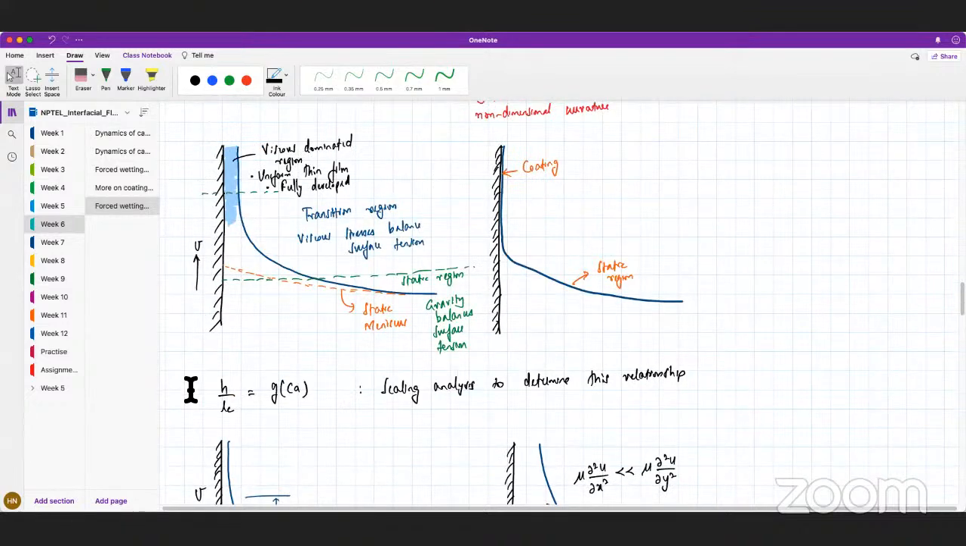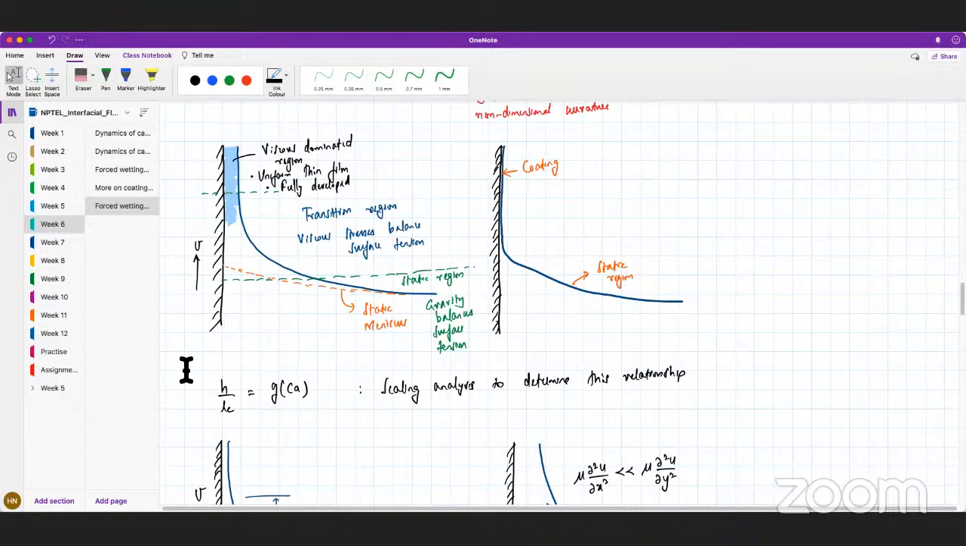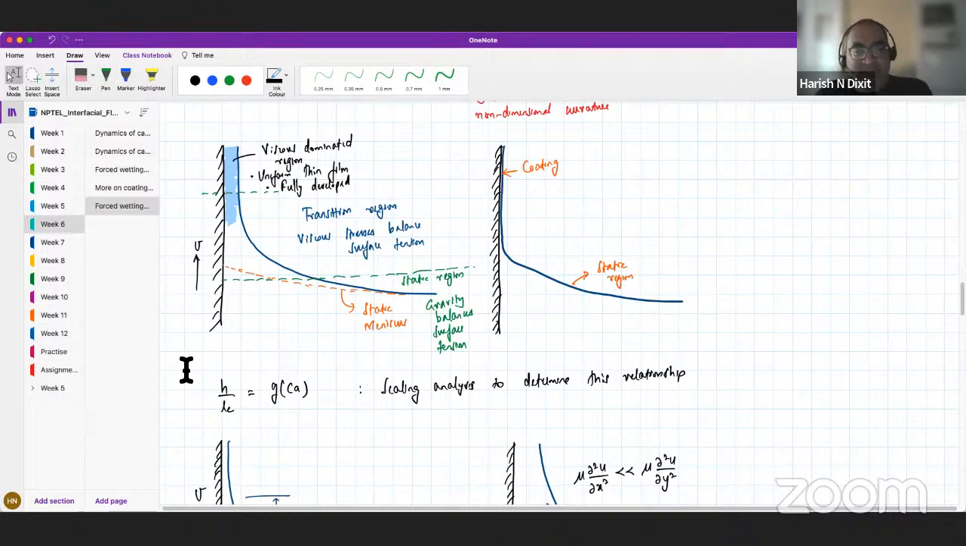Here is how we are doing scaling analysis by employing the lubrication approximation. But did you first understand why there should be a transition region? No, sir, that is the problem. Okay, so let's imagine the following. You can understand that there are several ways to think about this.